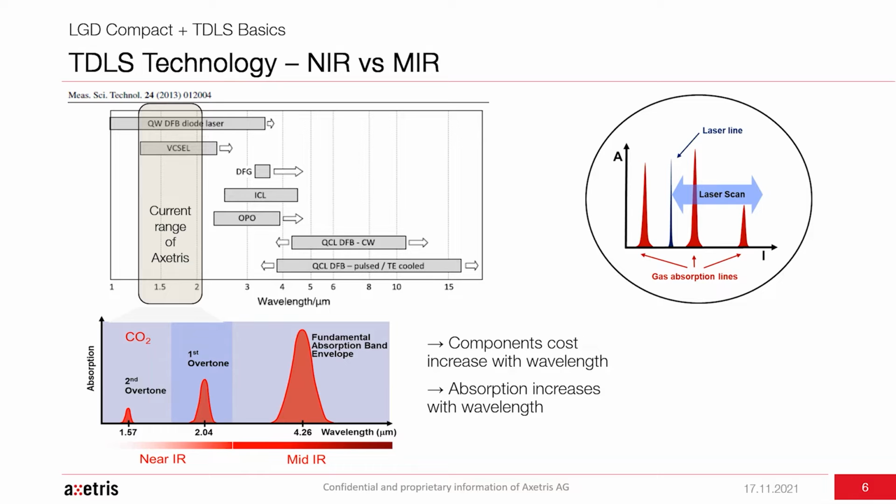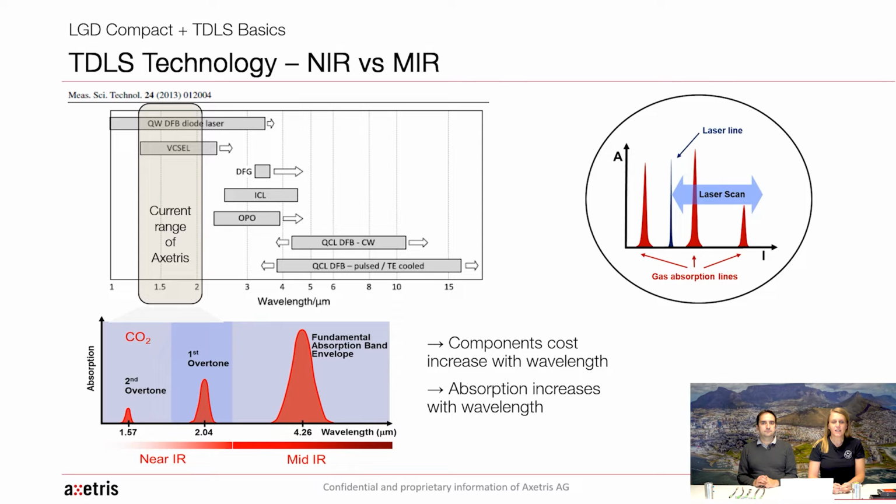Which light sources are we using and where in the infrared spectrum are we measuring? Depending on the gas, there will be different absorption lines. The strongest will be in the mid-IR, and then we have overtones in the near IR. For our detection limit, that is our target, measuring in the second overtone is good enough. So we were using light sources in the near IR.